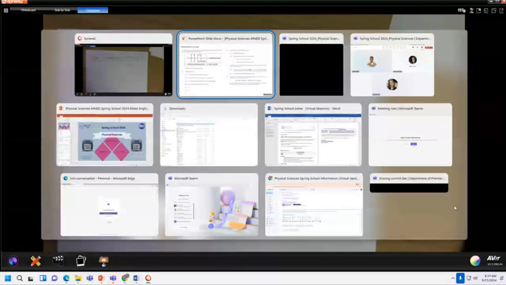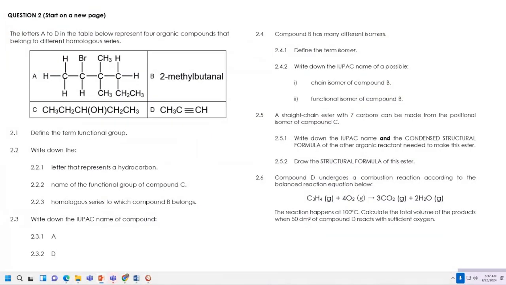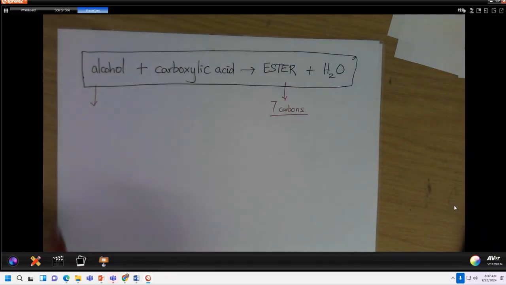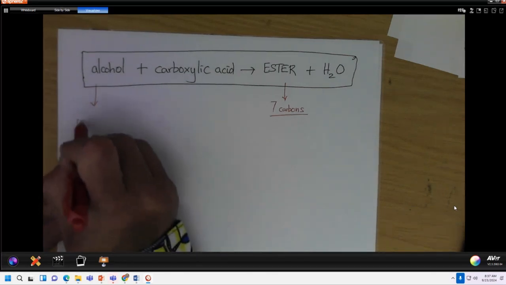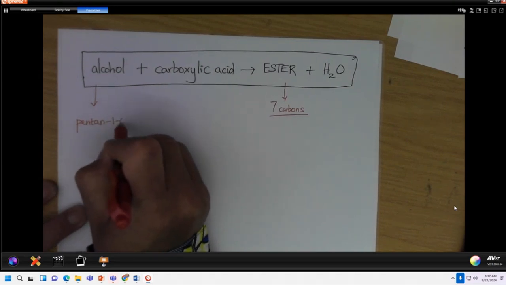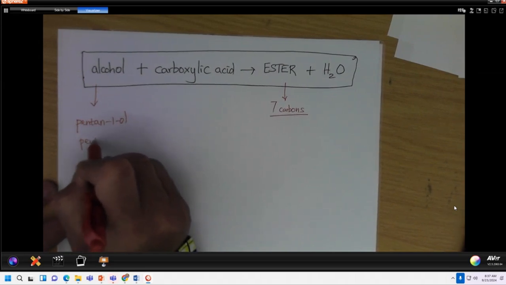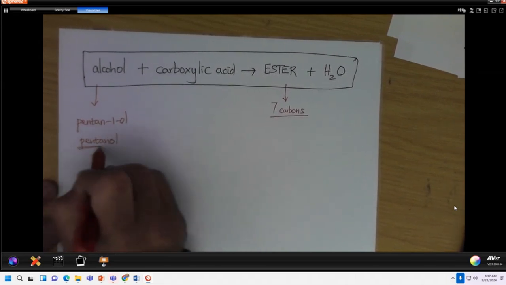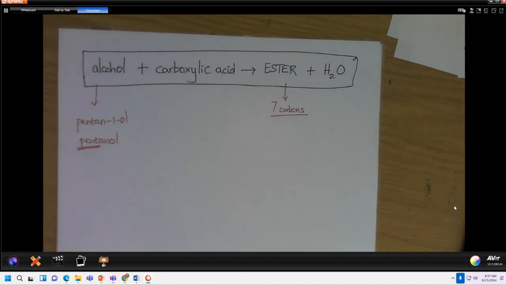All right, let's go back now to the question. Can be made from a positional isomer of compound C. Now, compound C, as we can see there, has got 5 carbons with a hydroxyl group. So in a real sense, going back to our visualizer, this has got 5 carbons. We're talking here of pentan-1-ol, or pentanol, let's call it that, because there's 5 carbons there.